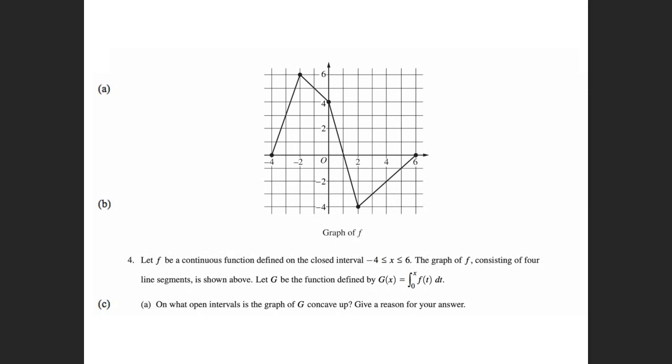Every year there's a problem like this. This one says, let f be a continuous function defined on the closed interval between -4 and 6. The graph of f, consisting of 4 line segments, is shown above. Let g be the function defined by g of x equals the integral from 0 to x of f of t dt. On what open intervals is the graph of g concave up? Please tell me, what intervals is g concave up? What would you say for an answer there?